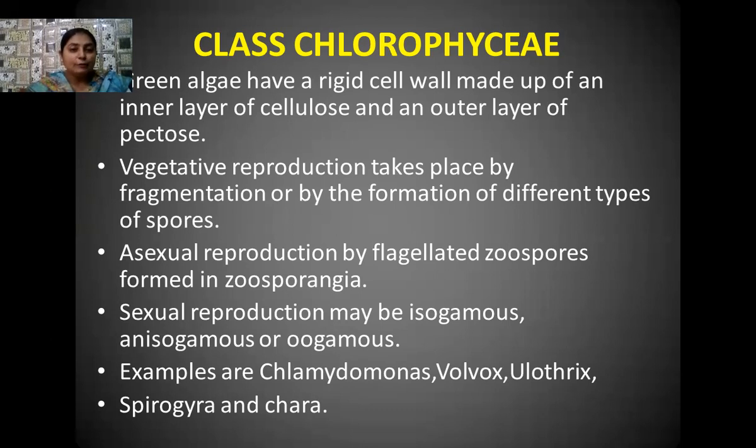So examples of Chlorophyceae algae are the unicellular algae Chlamydomonas, the colonial algae Volvox, then we have filamentous algae such as Ulothrix and Spirogyra, and the complex multicellular algae, and that is Chara.